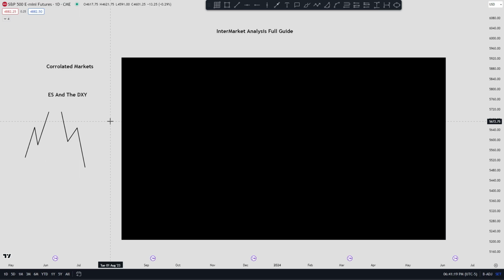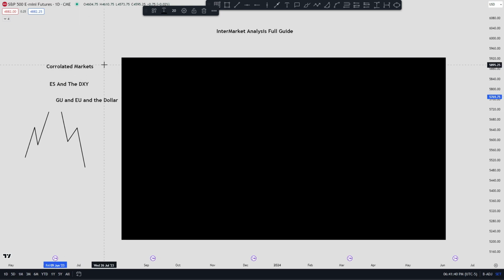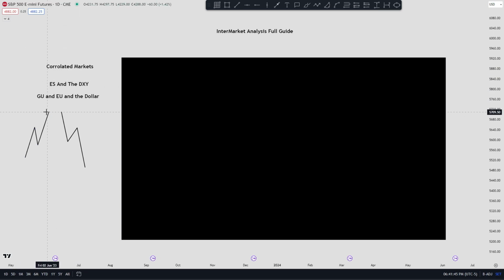I'm not only forming a bias on the ES, which is the S&P 500, which could be the US 30, which could be the NASDAQ. I'm not only forming a bias for that, but I'm also forming a bias for the dollar as well and seeing where the dollar is going today. Another correlated market can be GU and EU and the dollar. Since GU and EU are both correlated to the dollar, these are both correlated markets. Meaning if GU is going higher, then the dollar should be going lower. If the dollar is going higher, then GU and EU should be going lower.